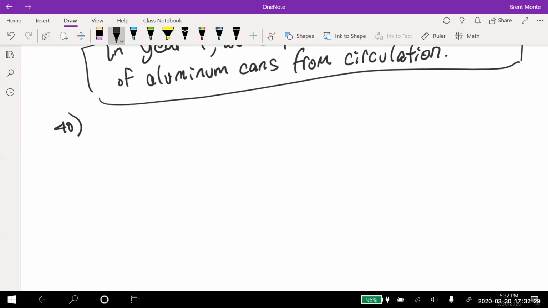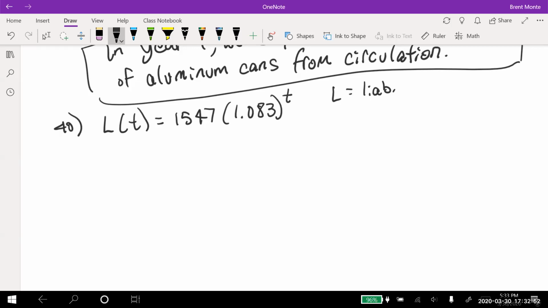So problem 40, it says the total financial liability in billions of dollars of US households can be modeled by L of t equals 1547 times 1.083 to the t. L equals liability, in other words, how much households owe in billions of dollars, t years after 1980.